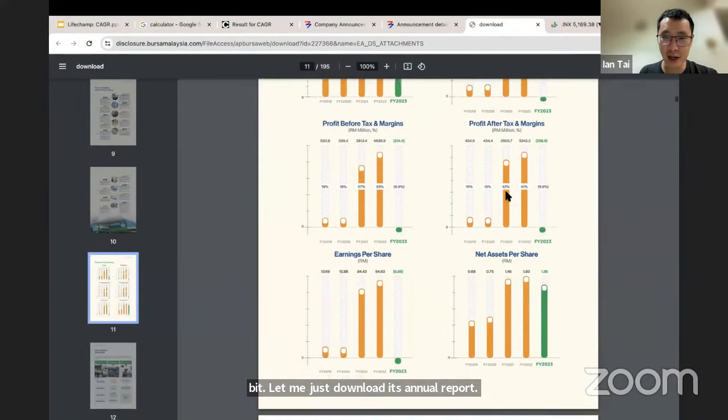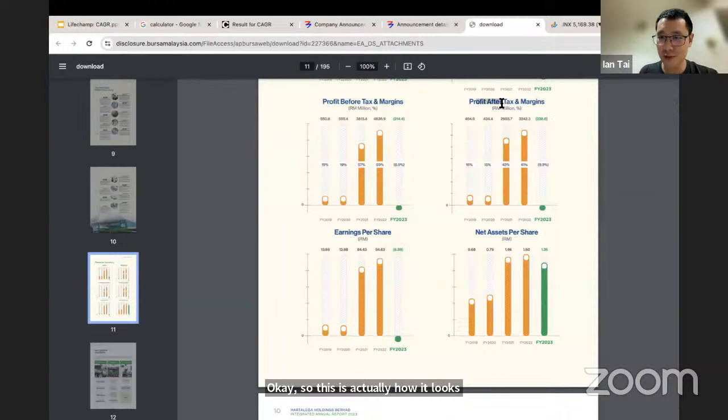Okay, so this is how it looks like. This is its profit after tax and margin, right? This represents 2020, 2019, a period before COVID-19, at 454.9 million, 434.4 million. So before COVID-19, Hartalega has been making around this much lah. So this is under normal circumstances, 400 plus million. During COVID-19, 2.9 billion, 3.2 billion.